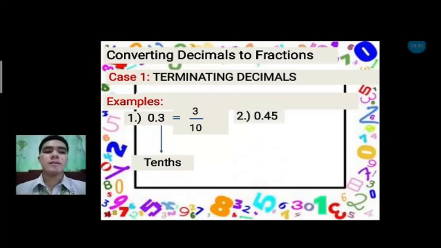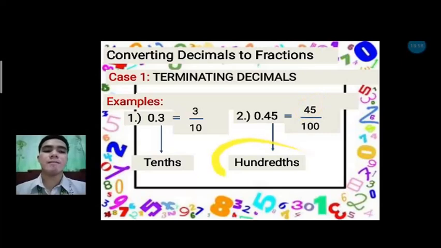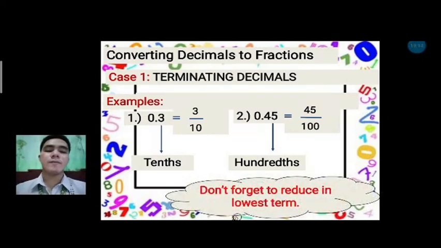Number 2, 0.45 or 45 hundredths. As you can see, 45 hundredths. Therefore, its fraction form will be 45 as our numerator, then the place value hundredths as the denominator, that is 100. So 45 over 100, as you can see, is a big fraction. Take note that you have to reduce it to lowest term if possible. So don't forget to reduce to lowest term.